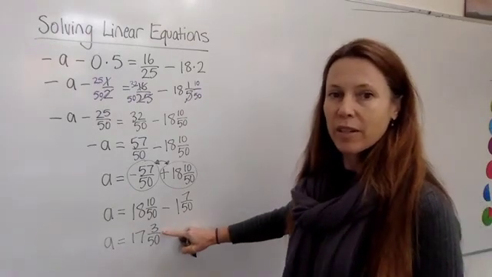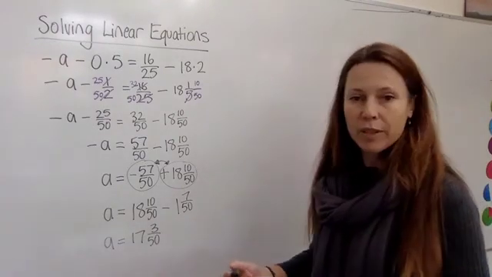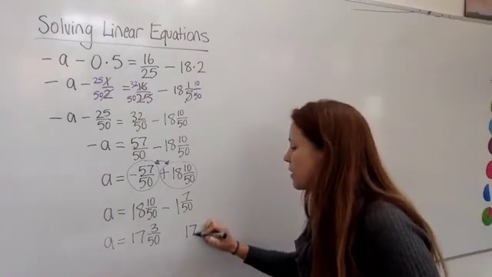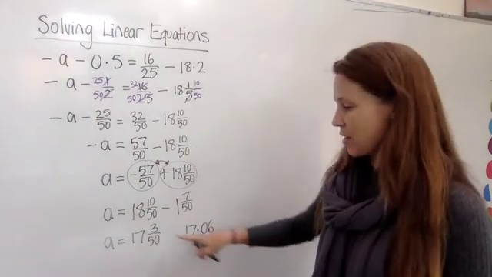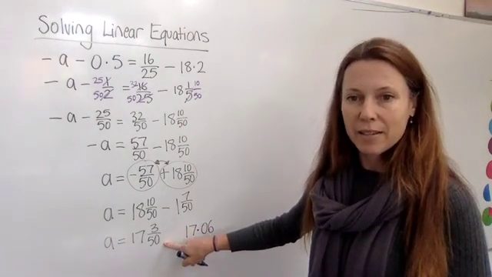You might recall that when I solved the same problem with decimals, I got 17.06, and this is 6 hundredths, which is the same as 3 fiftieths, so my answers are actually the same.